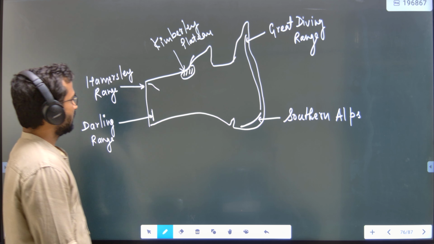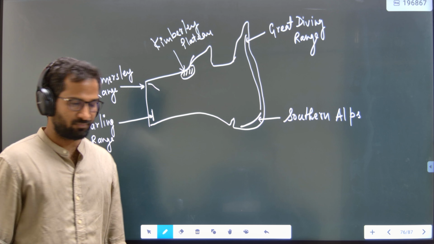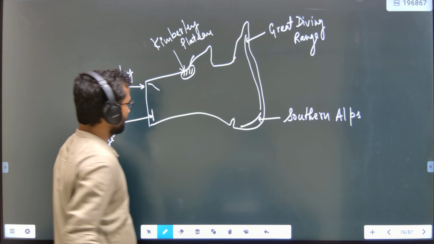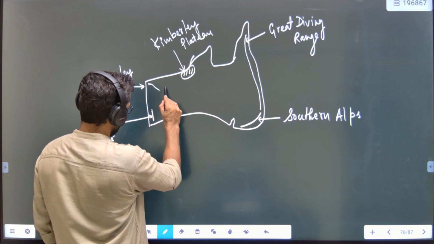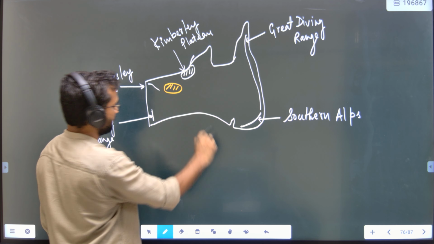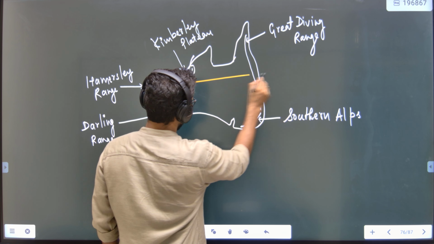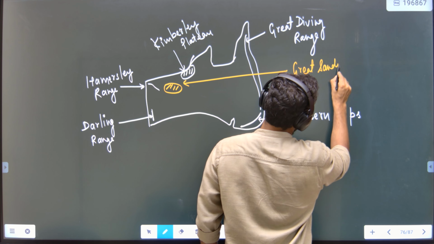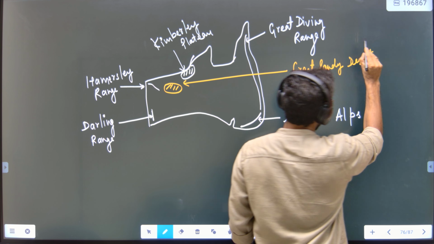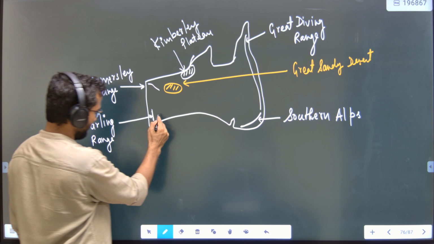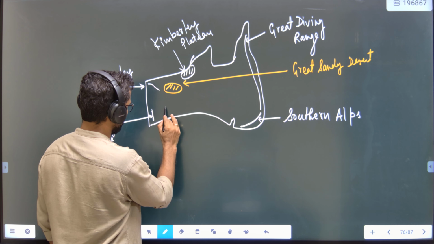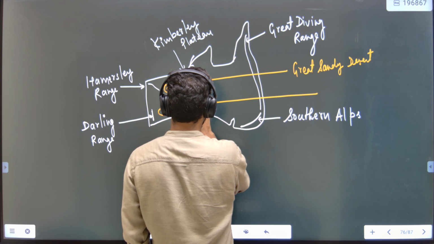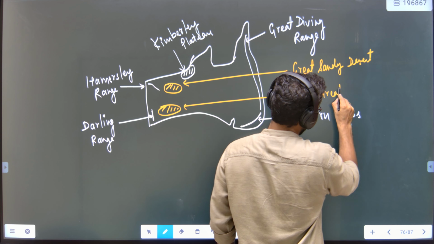Okay. Now let's figure out the deserts of this continent. Over here you'll find a desert called Great Sandy Desert. And east of this Darling Range, there is another desert called Great Victoria Desert.